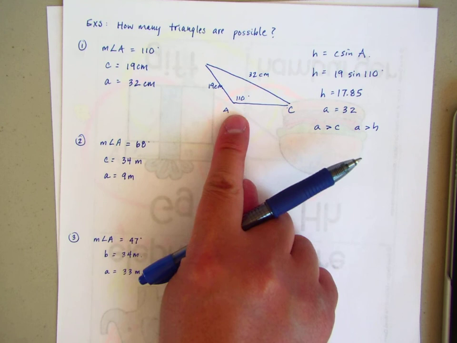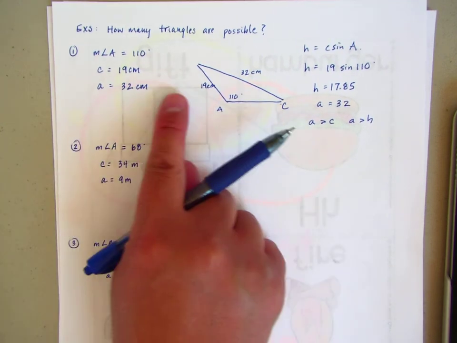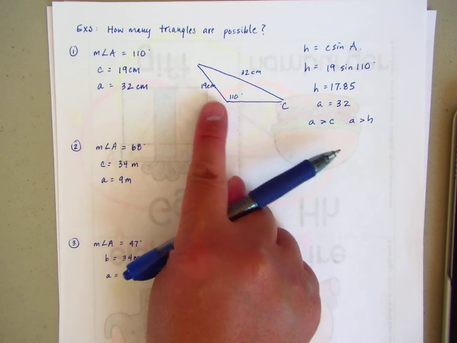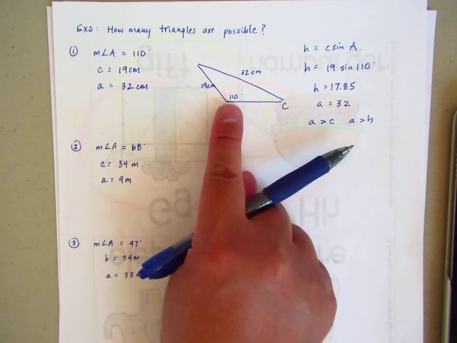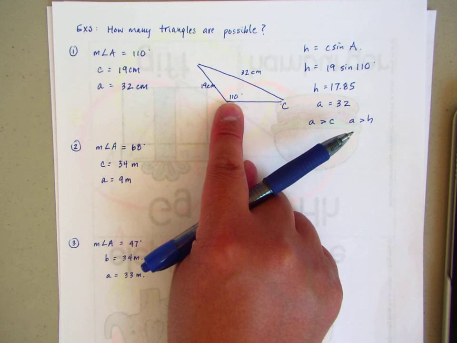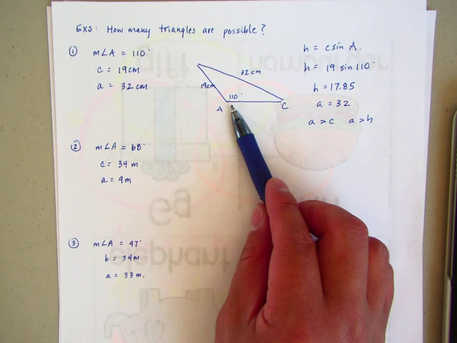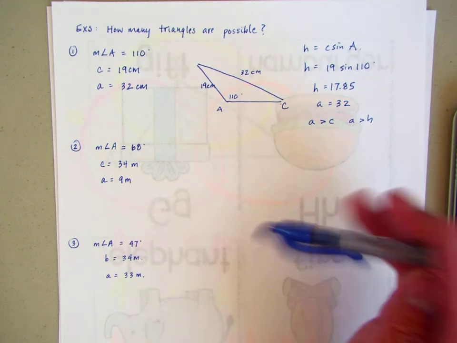And kind of without mentioning it earlier, if you have an obtuse angle, in this case of a triangle here, only one triangle is possible because I can't swing one of the sides anywhere else and still preserve this obtuse angle. Okay, so how many triangles are possible for this one here? Just one triangle.